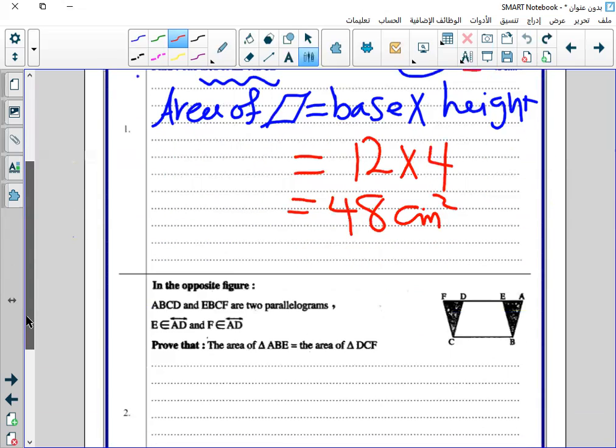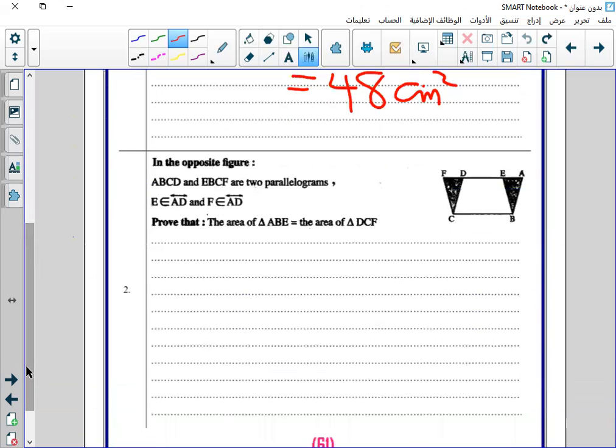Another example. In the opposite figure, ABCD and EBCF are two parallelograms. E belongs to AD and F belongs to AD. Prove that the area of the triangle ABE equals the area of the triangle DCF. Who knows the answer? Please raise your hands. Yes, Hania? Do you know the answer?